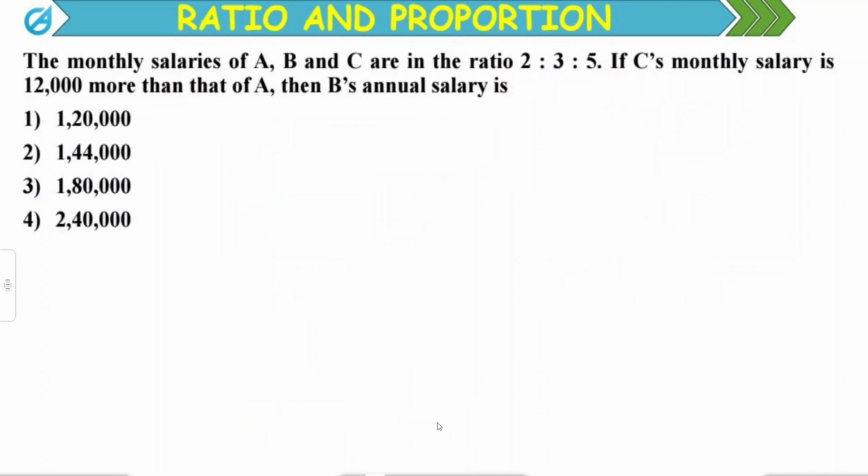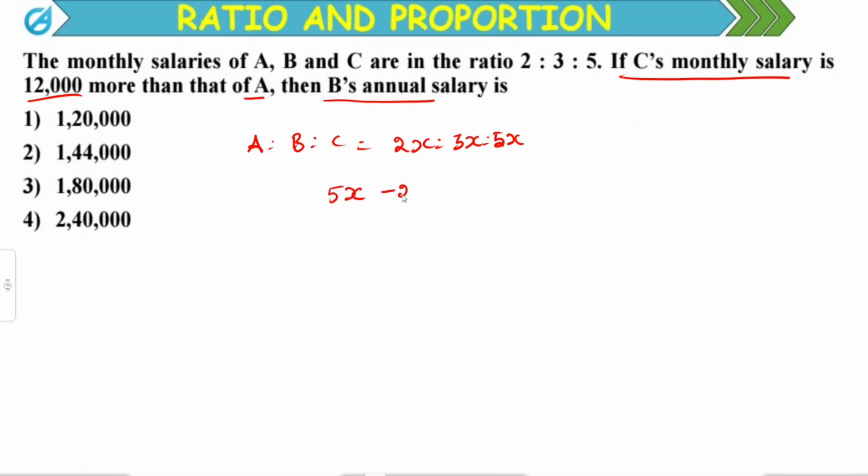Next, see, the monthly salaries of A, B, and C are in the ratio 2 is to 3 is to 5. If C's monthly salary is 12,000 more than that of A, then find B's annual salary. See, the salaries of A, B, and C are nothing but 2x is to 3x is to 5x. And they are telling C's monthly salary is more than A by 12,000. That is 5x minus 2x is equal to 12,000. Then 3x is equal to how much?